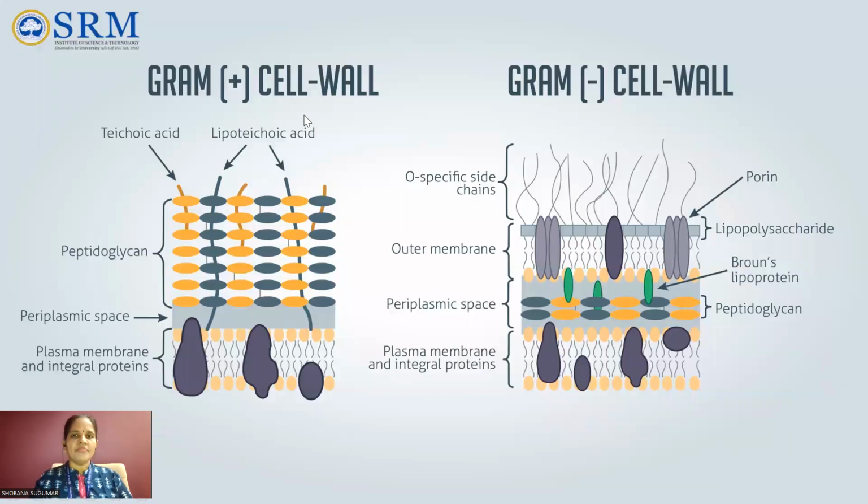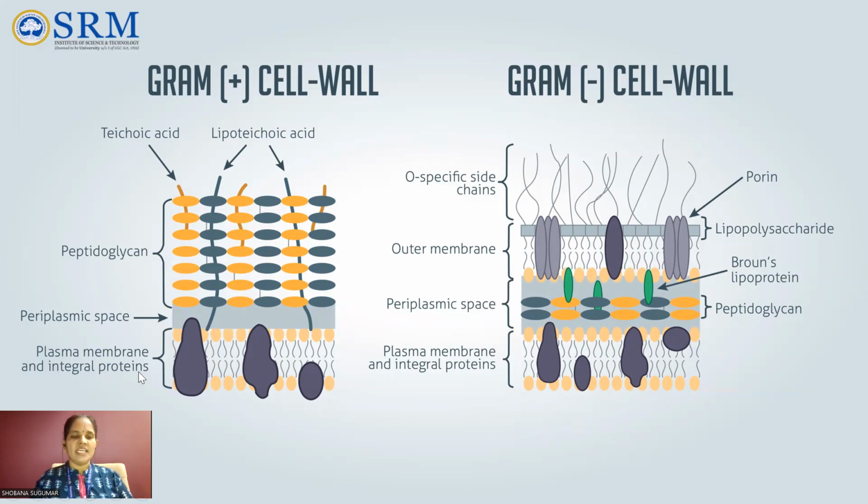So in this diagram, we can easily differentiate between gram-positive and gram-negative bacteria. From the structure of the cell wall, we can see that a thick peptidoglycan layer is present in gram-positive bacteria, and a thin peptidoglycan layer is present in gram-negative bacteria. The next important difference is the outer membrane, which is present in gram-negative bacteria and absent in gram-positive bacteria. The periplasmic space is very small in gram-positive bacteria and very thick in gram-negative bacteria.